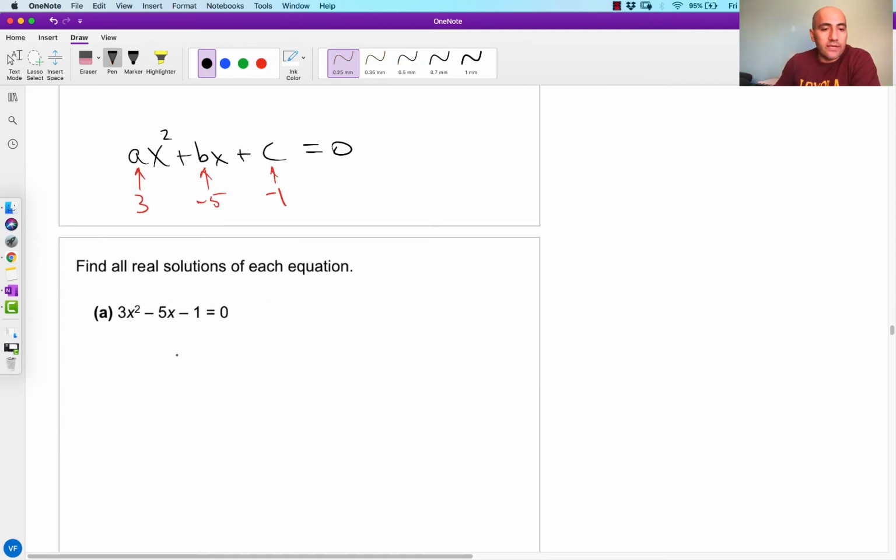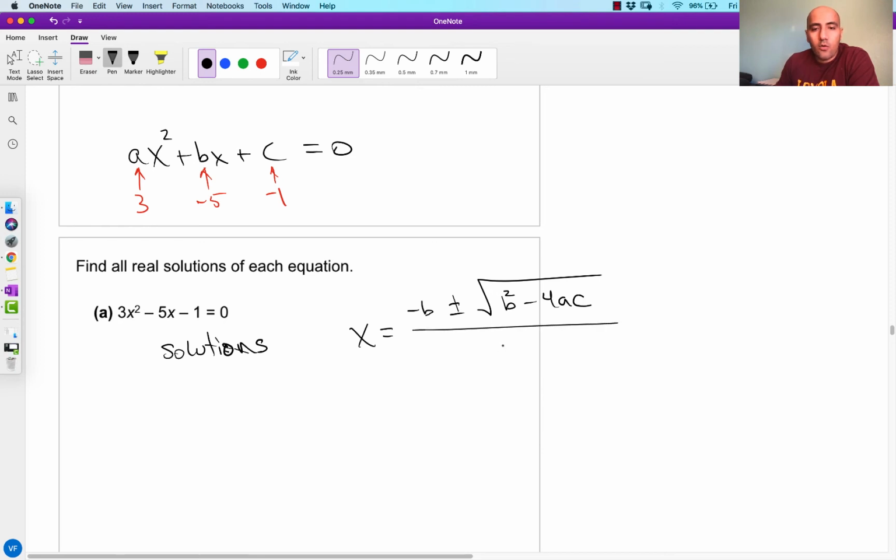So the solutions to this are x equals -b plus or minus the square root of b squared minus 4ac, all over 2a. And all we have to do is plug and chug here, just plug in the values. a is equal to 3, b equals -5, be careful with the signs, and c equals -1. So all we have to do is plug them into here.